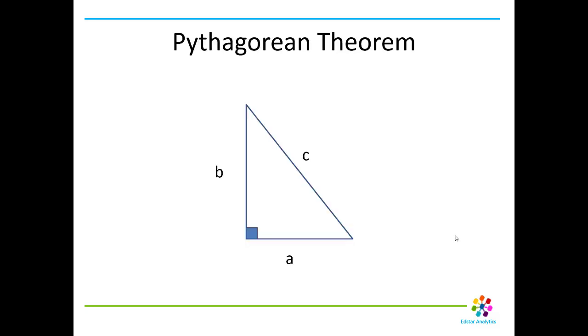The Pythagorean Theorem is a formula that tells us how the lengths of the sides of a right triangle relate to the length of the slanted side. With the sides labeled like you see here, with A and B on the straight sides, A squared plus B squared is equal to C squared.